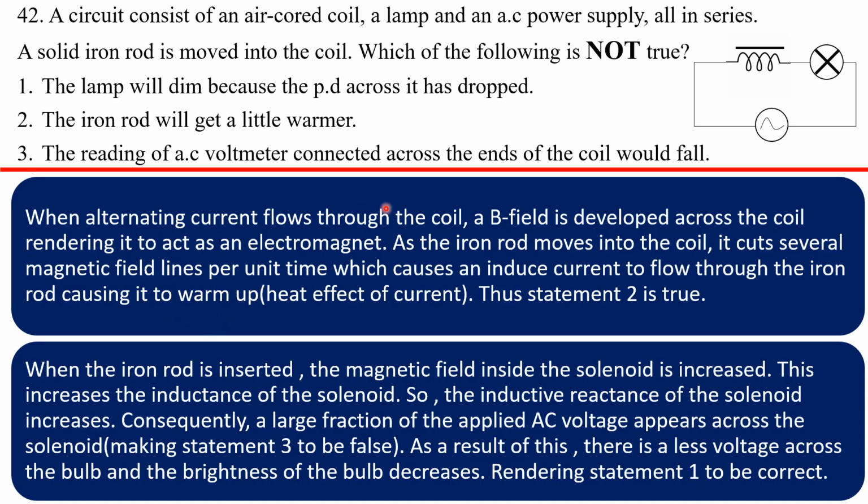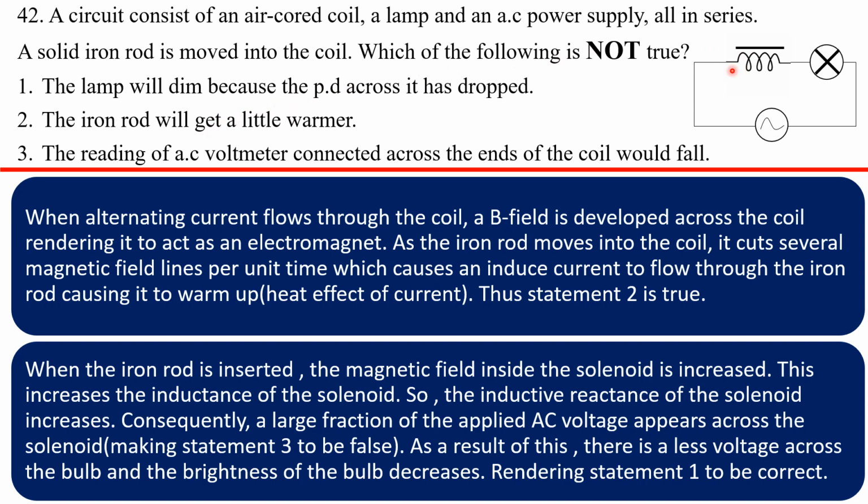When alternating current flows through the core, a B field is developed across the core, rendering it to act as an electromagnet. As the iron rod moves into the core, it cuts several magnetic field lines per unit time, which causes an induced current to flow through the iron rod, causing it to warm up. The heating effect of current. That statement is true. Okay, that's basically how we're explaining why this thing gets warmed up.